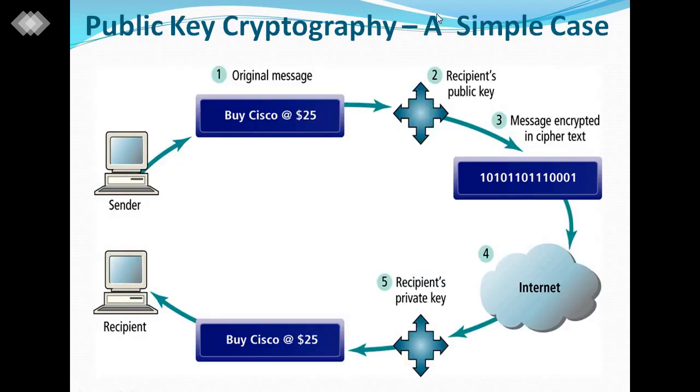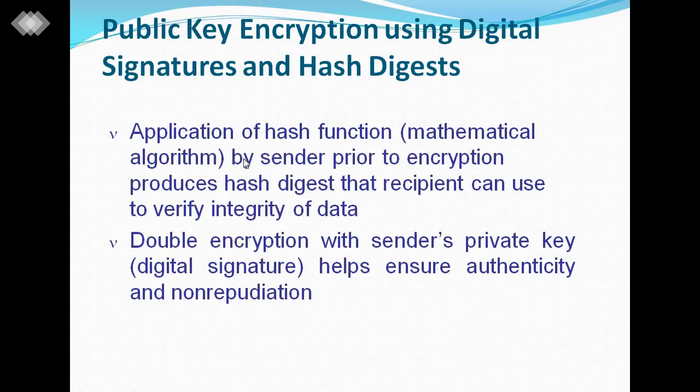So public key cryptography follows some steps: the original message is sent using the recipient's public key, the message is encrypted, and the recipient uses their private key to decrypt it. In public key encryption using digital signatures and hash digests, a hash function is applied by the sender prior to encryption to produce a hash digest that the recipient can use to verify the integrity of the data. Double encryption with the sender's private key helps ensure authenticity and non-repudiation.